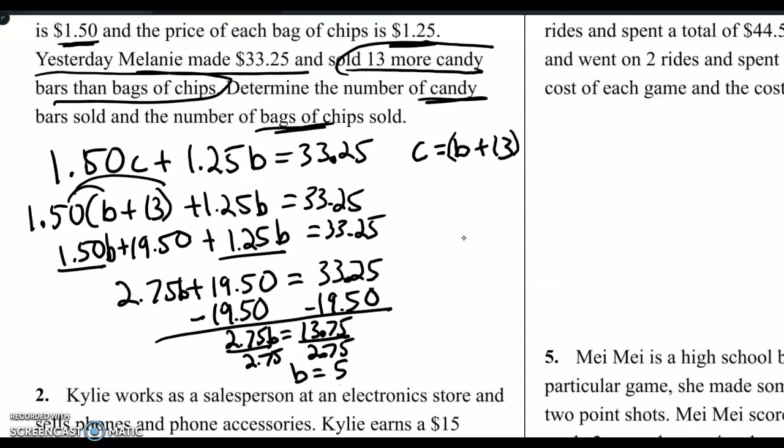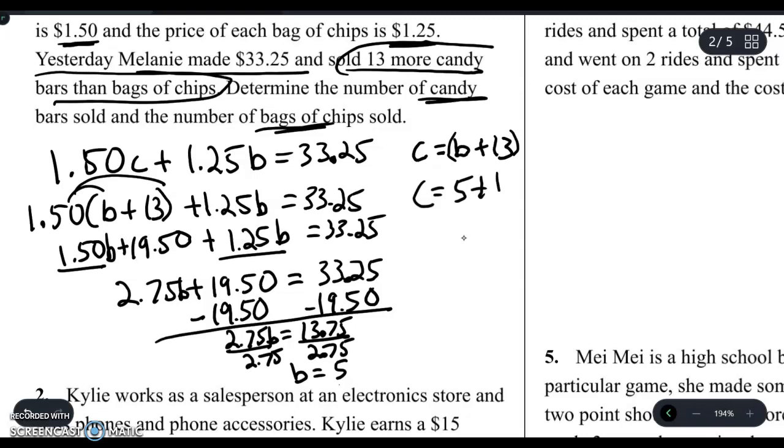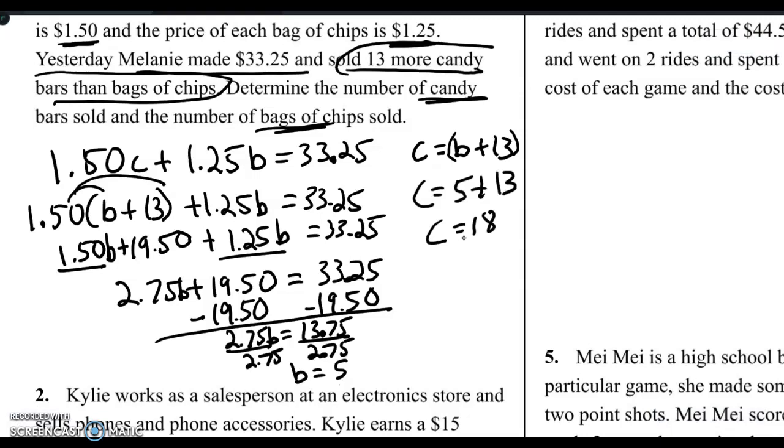Now we're going to figure out how many candy bars it was. We're just going to plug it into this formula. So for B, we're going to put 5 plus 13, because it was 13 more candy bars. You add that together, and you get 18. That's it. So it's 18 candy bars and 5 bags of chips. So that's one with substitution. Let's take a look at one that has elimination.